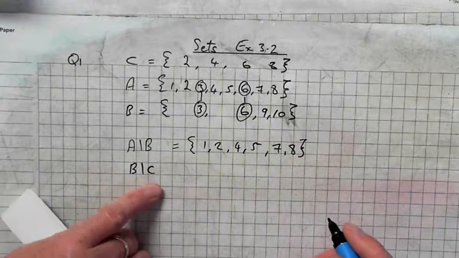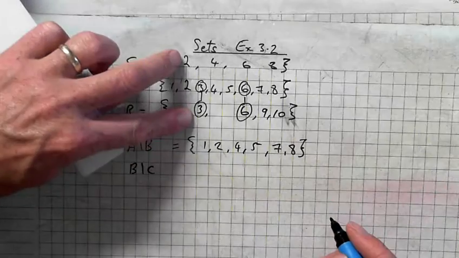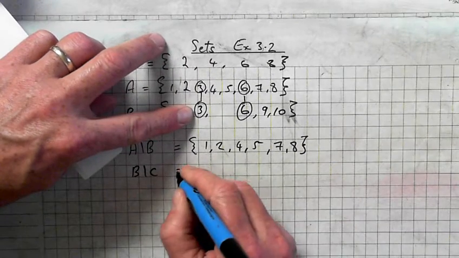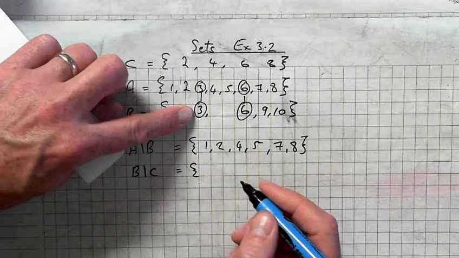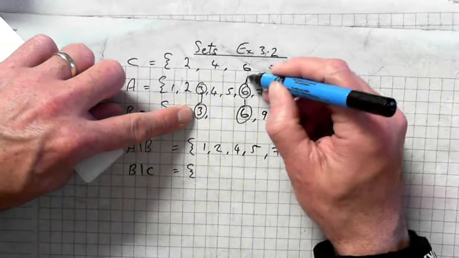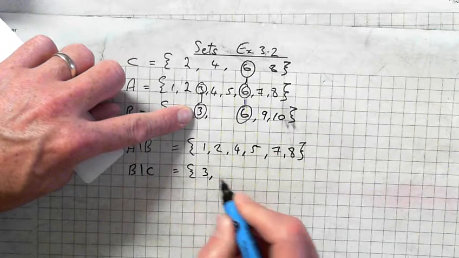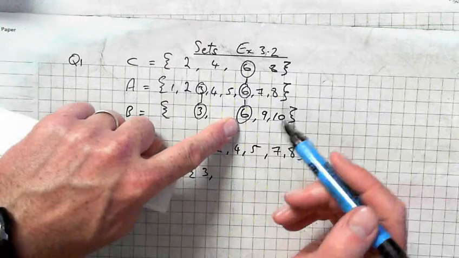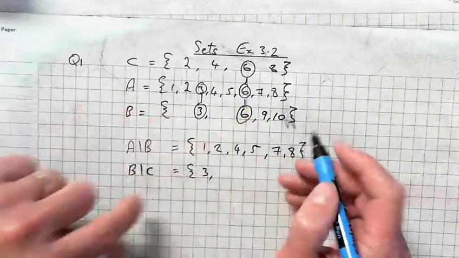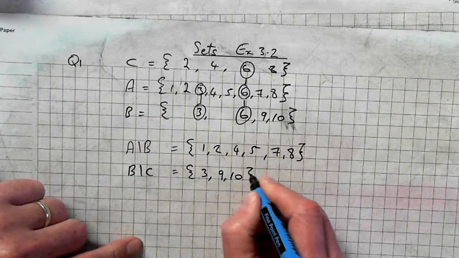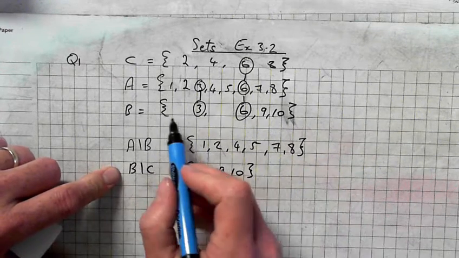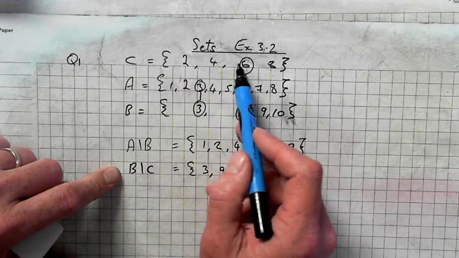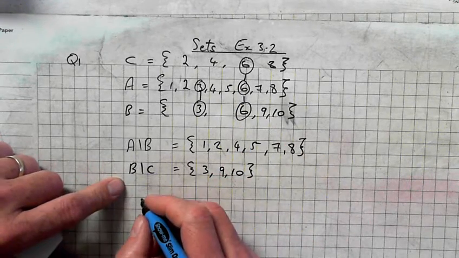B, but I don't want any of C. So we're comparing these two. I want 3. No, I want B, but I don't want any of C. 1. 3 is not in that line. 6 is in C, I don't want that. 9 and 10. Okay? Will you list all the elements of B which are not up here? Alright, the next one.